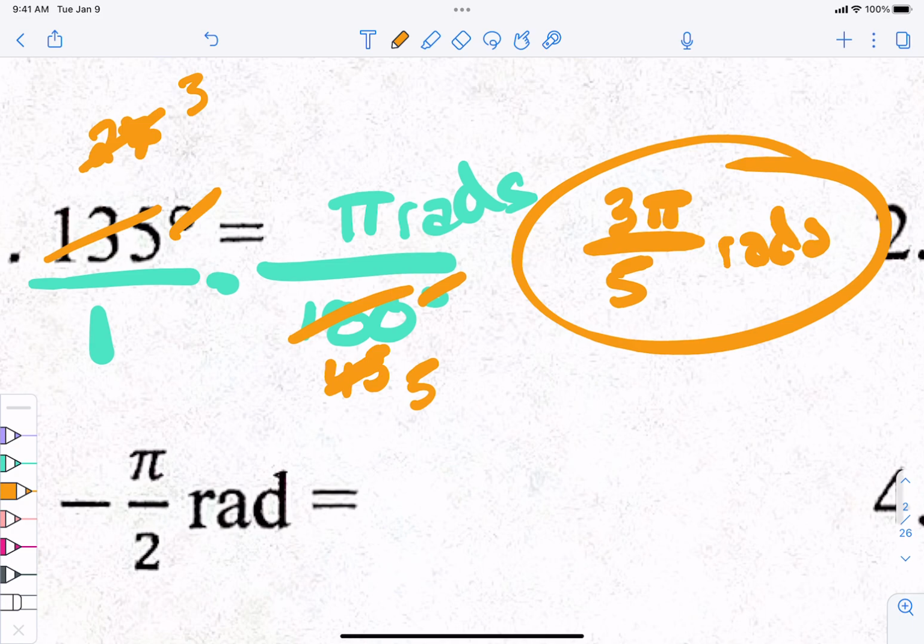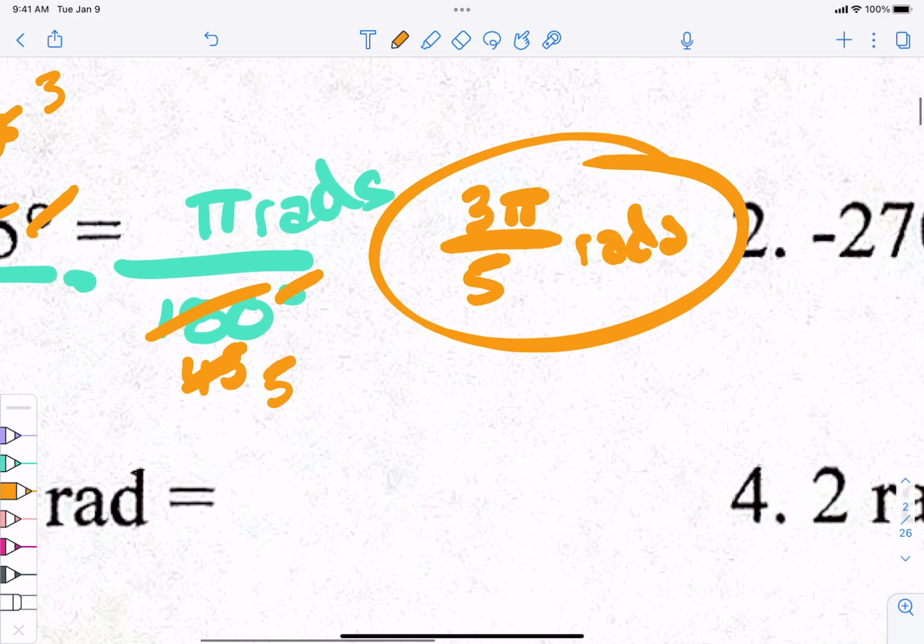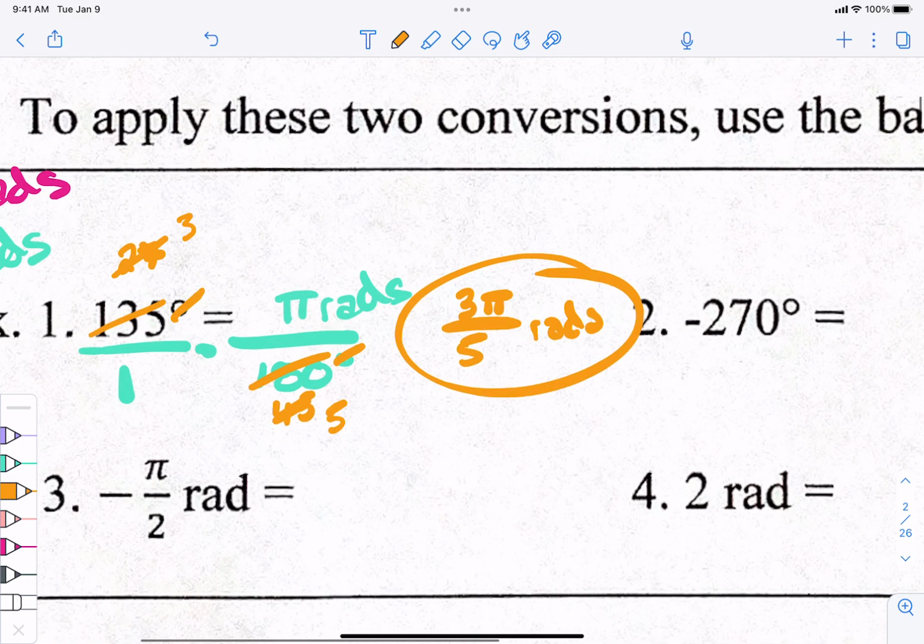Good? Make sense? Wait, hold up. We could have just reduced by 45 to start with. If it's bigger than 180, do you have to use the 2 pi, or can you still use the 180? You can still use pi over 180 and 180 over pi.